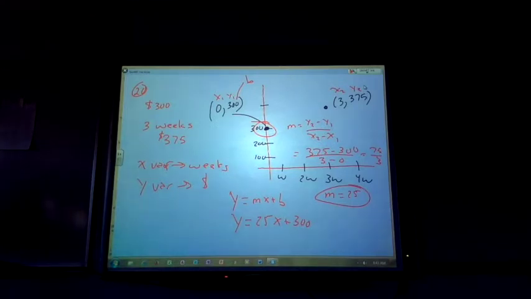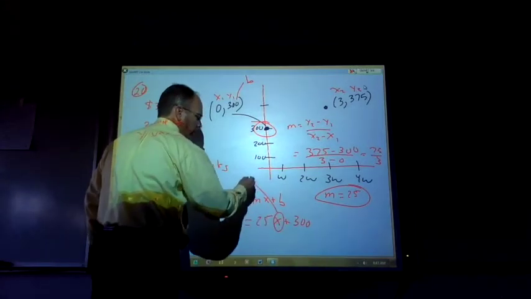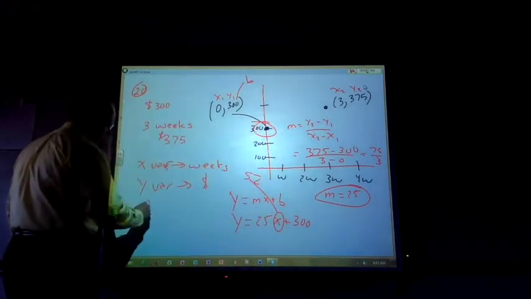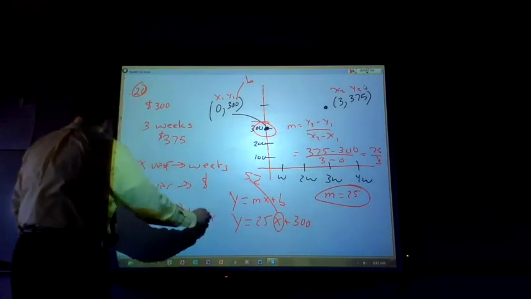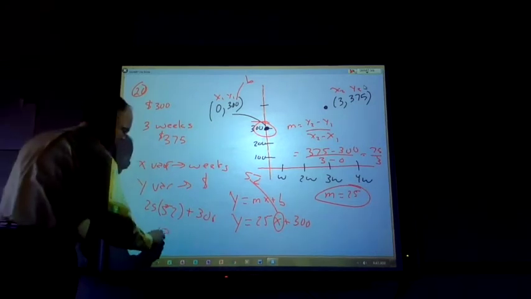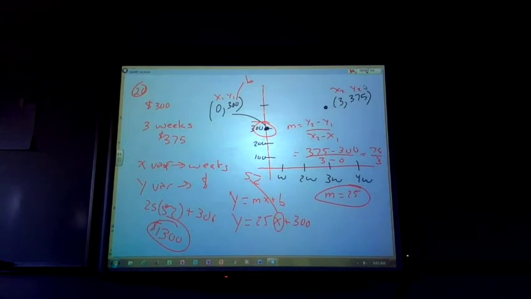Remember, x means weeks. y means dollars. So how much money will I have after 52 weeks? I'm going to plug 52 in for x. So I get 25 times 52 plus 300. And that comes out to $1,300. That would be in my bank account after a year's worth of money away, assuming I don't get any interest. That's a whole different concept. Feel okay about these 3 pages? Yeah. Okay.